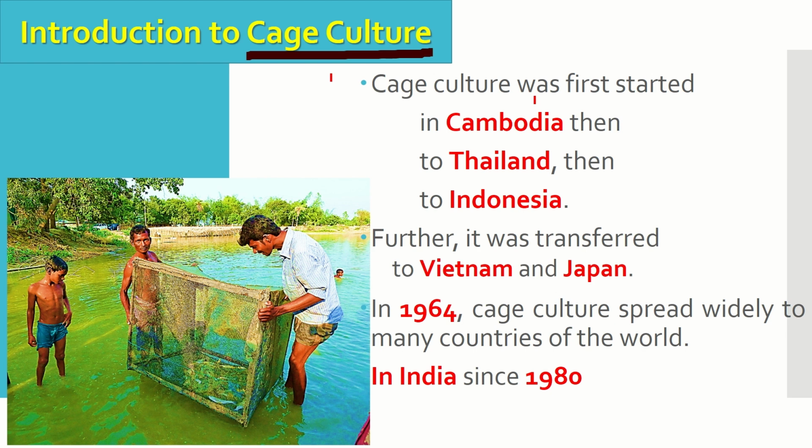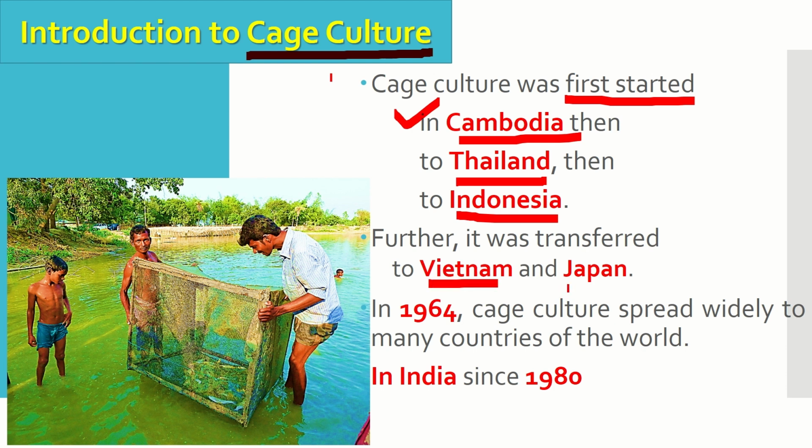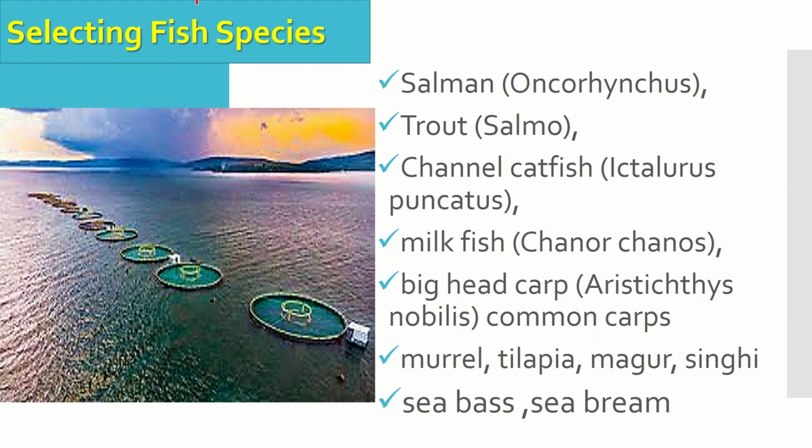The cage culture was first started in Cambodia, from where such a practice transferred to Thailand, then to Indonesia. Further, it was transferred to Vietnam and Japan. In 1964, cage culture spread widely to many countries of the world. In India, since 1980, this cage culture has started. Next point: countries and the important fish used for the culture in cages.